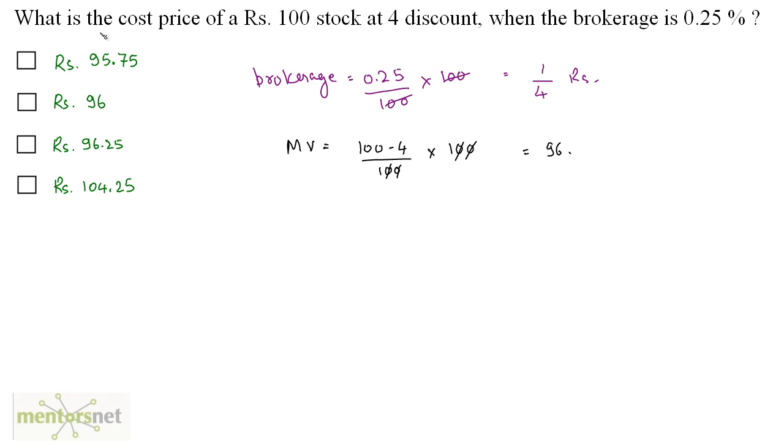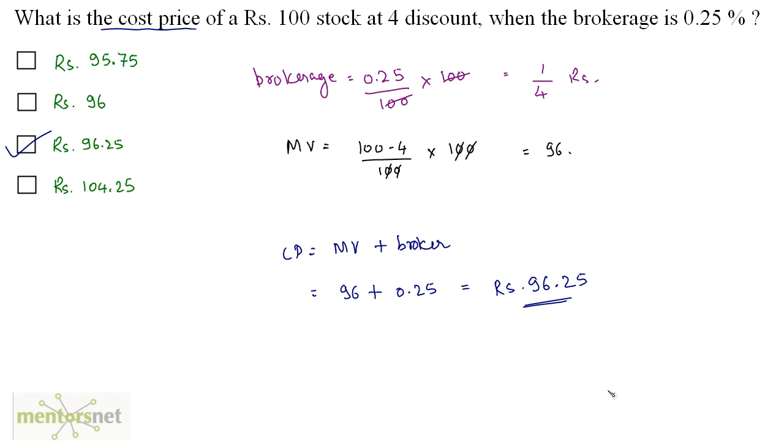Now you have been asked what is the cost price. Now usually the cost price is the market value of the shares, but here you have to give the brokerage. So you need to add the brokerage to the cost price. So cost price is equals to the market value plus the brokerage, isn't it? So market value is 96 plus brokerage is 1 by 4, that's 0.25. So the cost price is rupees 96.25 of all of these shares. So option C is the correct answer.